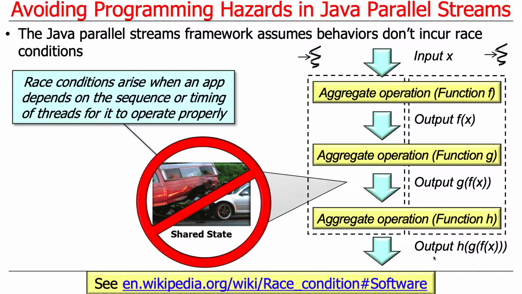And the main thing to be careful of is the streams framework assumes there are no race conditions when the different elements run in parallel. And remember, of course, what's a race condition? A race condition is a problem that arises when your application depends on the sequence or the timing of the threads running on the different cores in order for it to operate properly. So you have race conditions if your program depends on the order or the timing, and then the order or the timing doesn't go as planned, in which case you'll end up with race conditions, which are bad, because you'll have strange results.